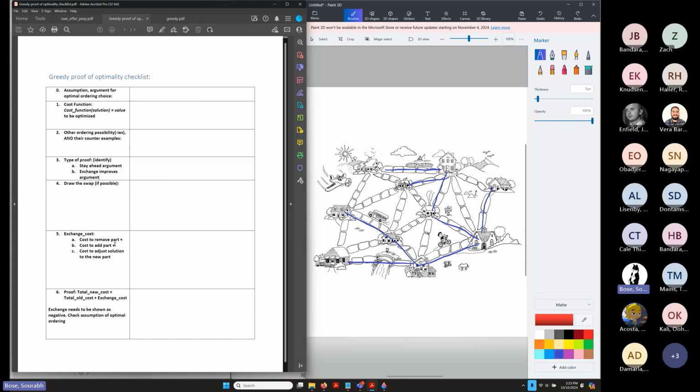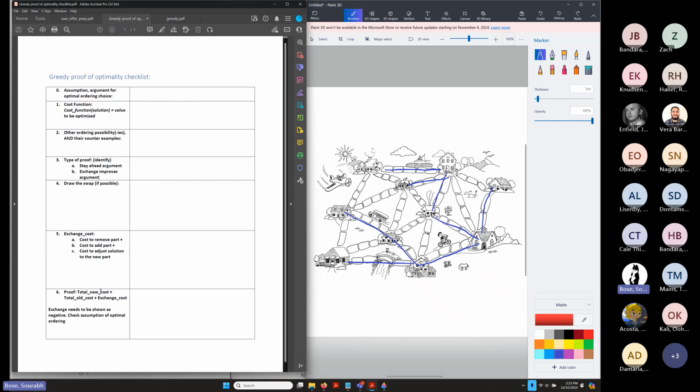We'll compute the exchange cost: the cost to remove a part, the cost to add a part, and the cost to adjust the solution for this new part added. And then the proof will just become: if the total cost plus the exchange cost is your total new cost, and this total cost after the exchange is better, then you are better.